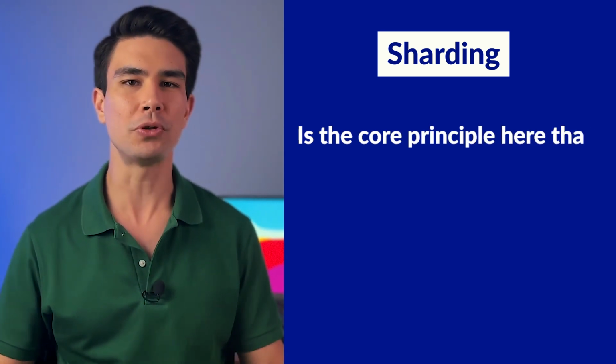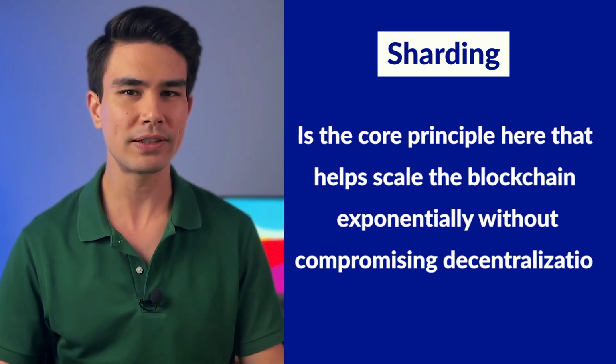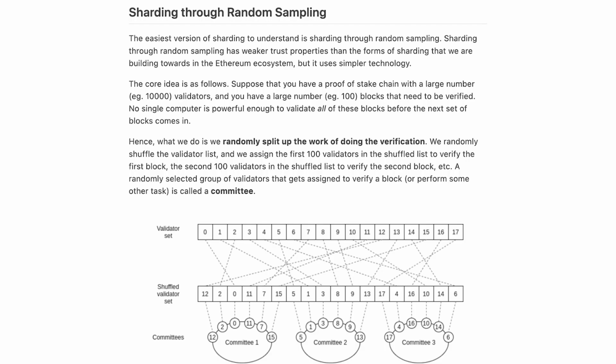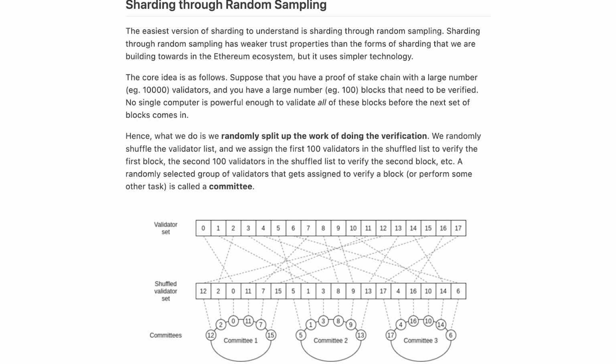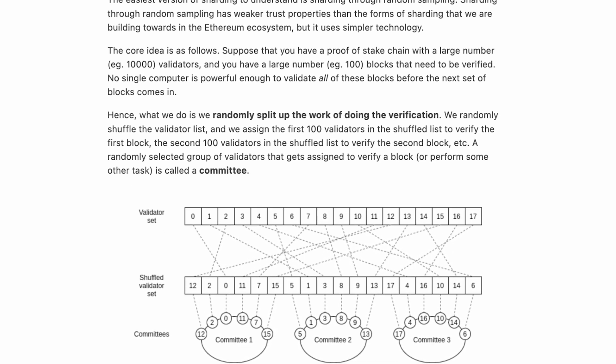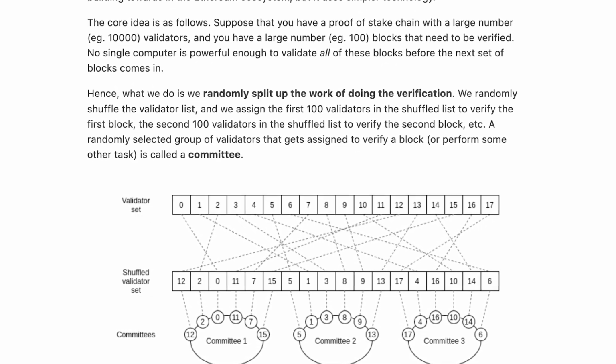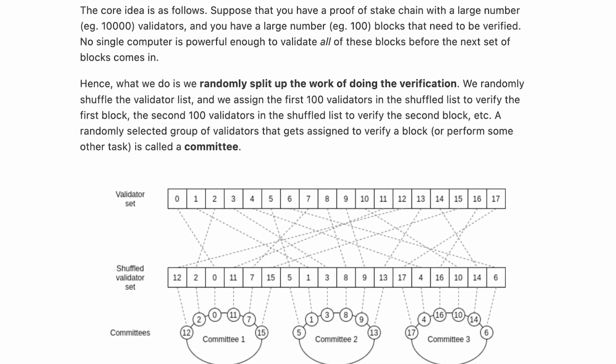The next key component is data availability. This is where it gets really interesting. Sharding is the core principle here that helps scale the blockchain exponentially without compromising decentralization or security. So when we shard Ethereum's data layer, the validators on the network get spread across different smaller networks. These smaller networks then verify various transactions on the blockchain. This effectively helps increase the block space on that chain, thereby increasing the network's overall throughput. When you split these validators into smaller groups or networks, they are known as committees.